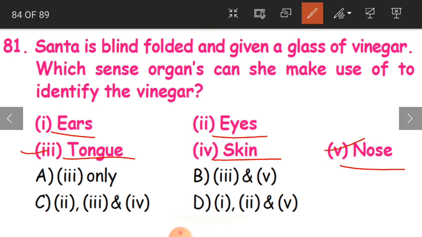Why? Because it tastes different and it smells different. Even water is a liquid, juice is a liquid, milk is a liquid, but to test what it is, she has to taste it. It also looks like water, vinegar. Because of that she will make use of her tongue and also her nose, the smell also. Clear, children? So 3 and 5. B is the correct answer.